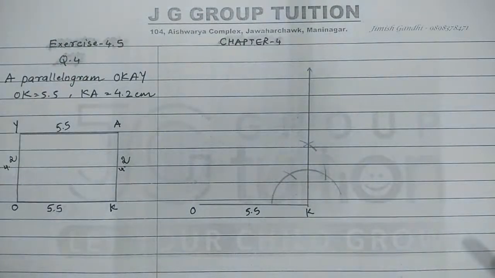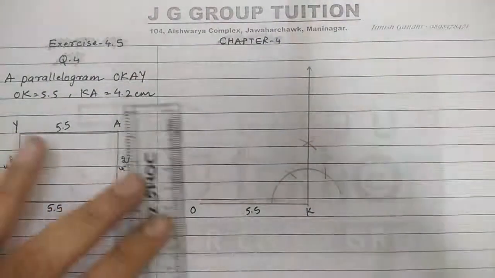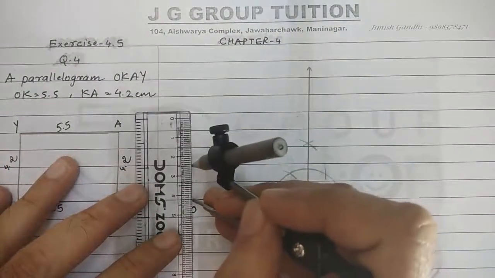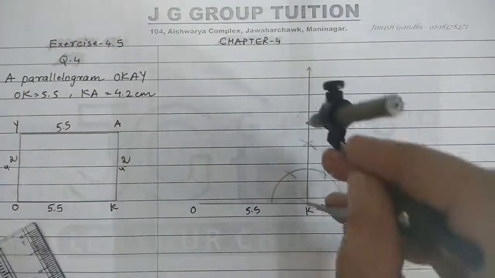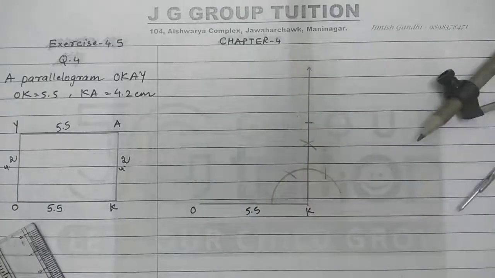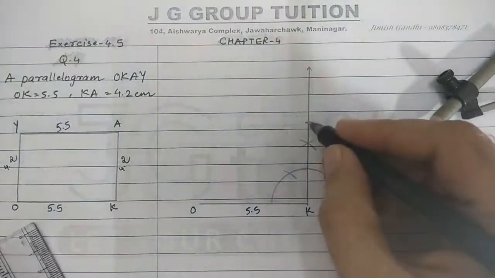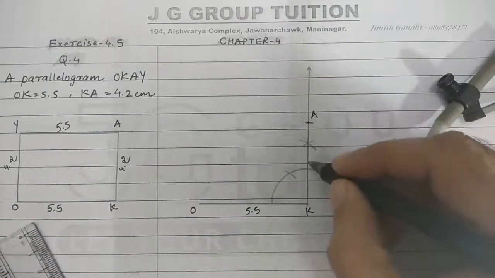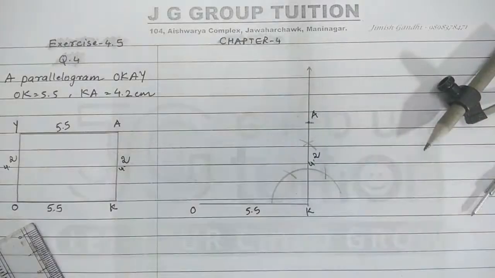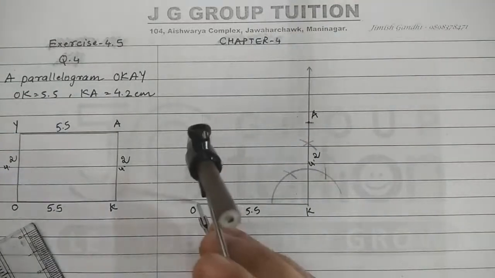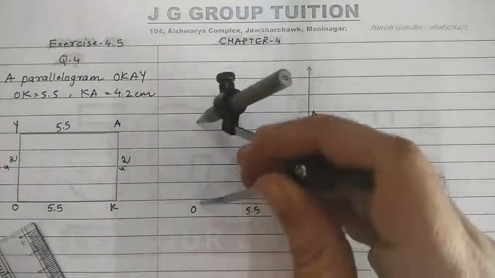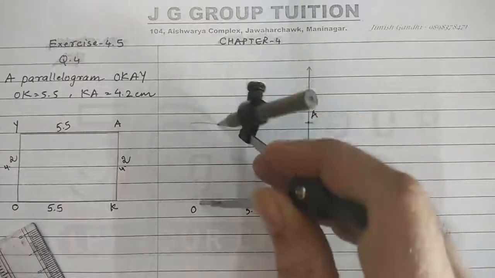Now, as we discussed earlier that the rest of all the sides we have. So let's draw an arc of 4.2 centimeter from point K. So this is the length, this is the point which we obtain here, that is A, and this length is 4.2. How to obtain the rest point, that is Y. So as OY is 4.2, from point O, we should draw an arc of 4.2.